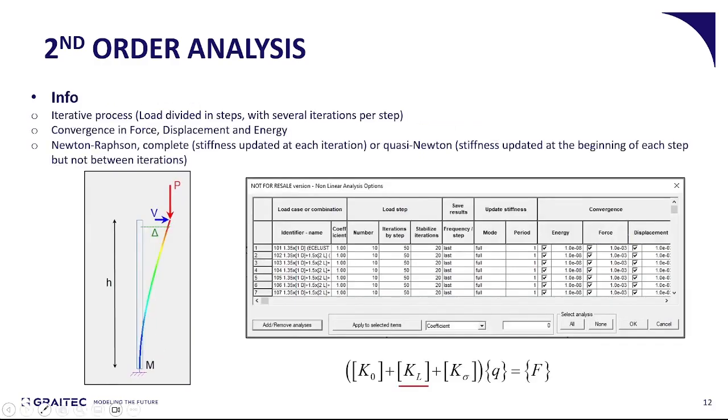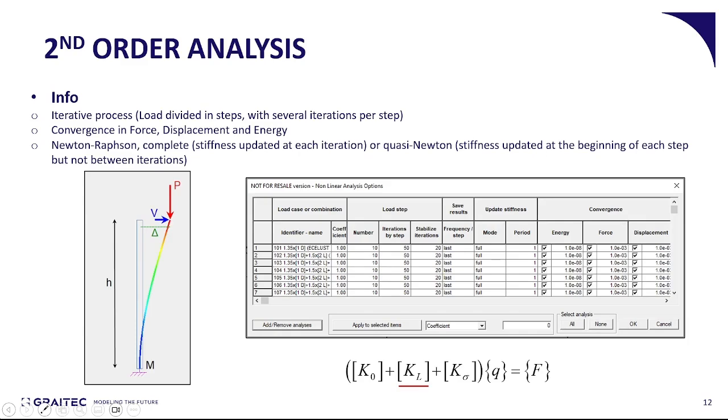The second order analysis is an iterative process where the load is divided in steps, with several iterations per step, in order to have a successful convergence of the algorithm. The convergence is performed based on force, displacement, and energy.